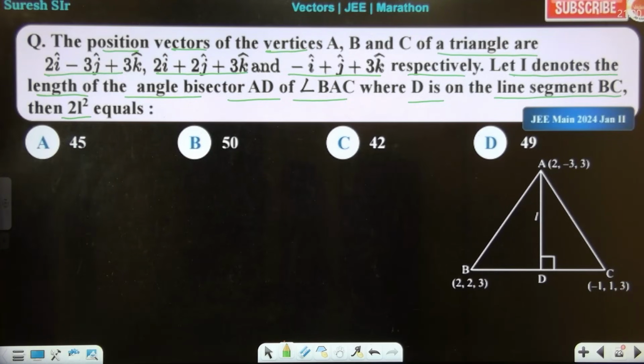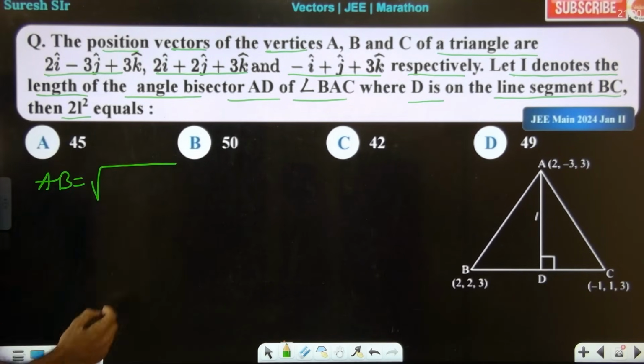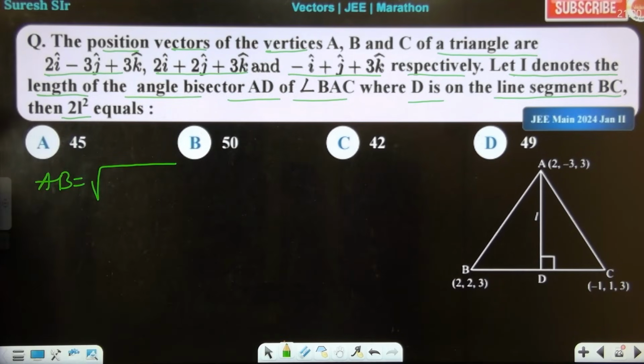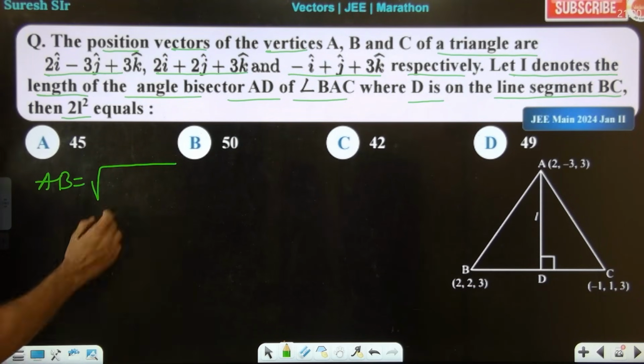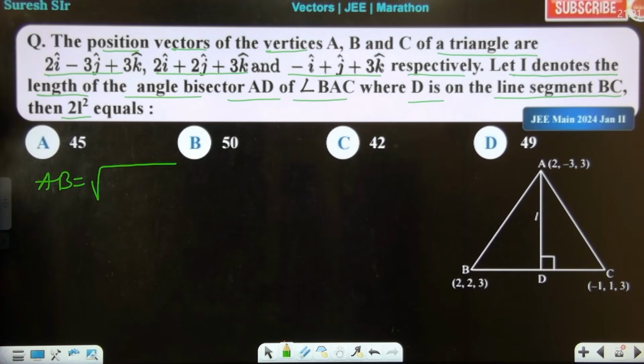Firstly, what is AB, sir? Let me find out AB. AB means 3 minus 3 whole square, which is 0 square. Then 3 minus 2 whole square. Are you all getting the point? And then 2 minus 2. Is that clear?